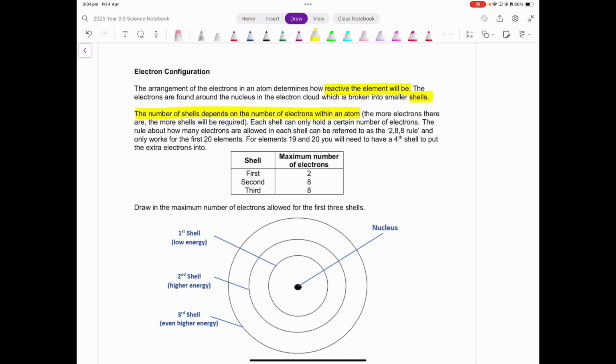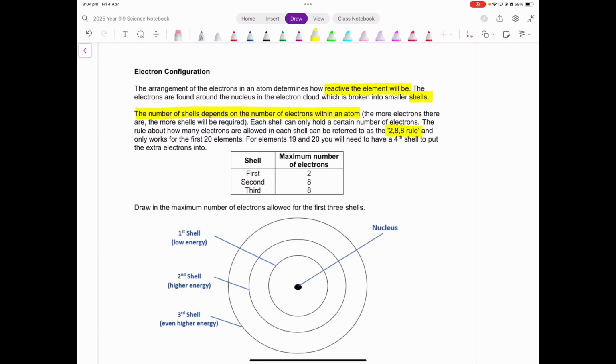Now, when we're talking about how many electrons can fit into each bag, some bags are smaller and some bags are larger. So our very first bag is a very small bag. It can only fit 2 electrons. The second bag can fit 8 electrons. The third bag can fit another 8 electrons. And what we call this is the 2-8-8 rule.